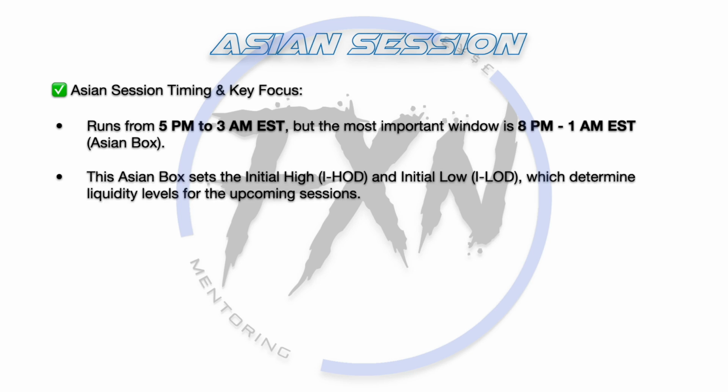So why does this Asian box matter? Well, the market is setting up the initial high and the initial low of the day. This range will act as a liquidity zone when the London session begins. Price action is slow and ranges tightly, meaning there's very little opportunity for profitable trades. If you're marking your charts, always note the Asian range. This will help you identify key liquidity levels for the next sessions.